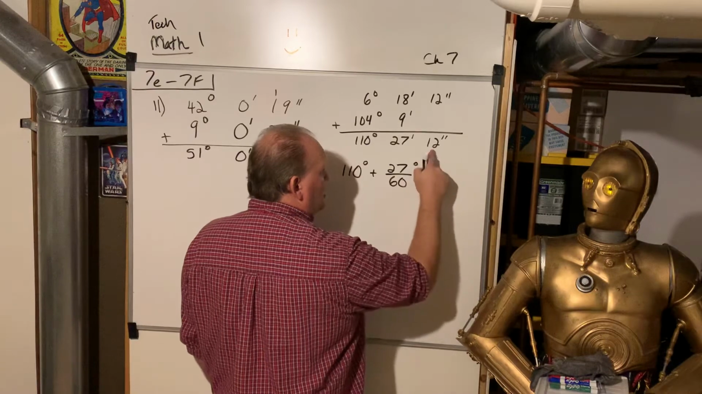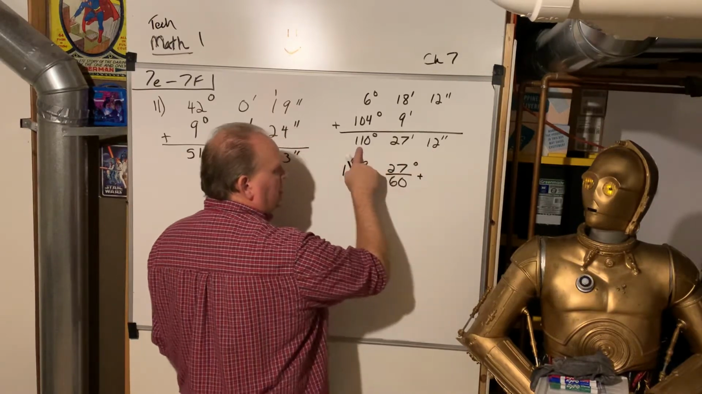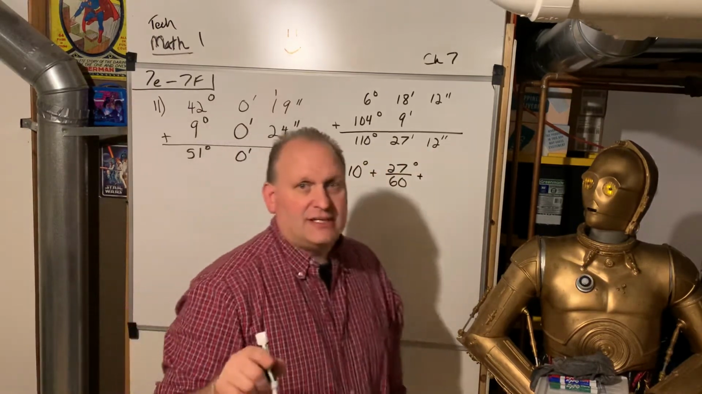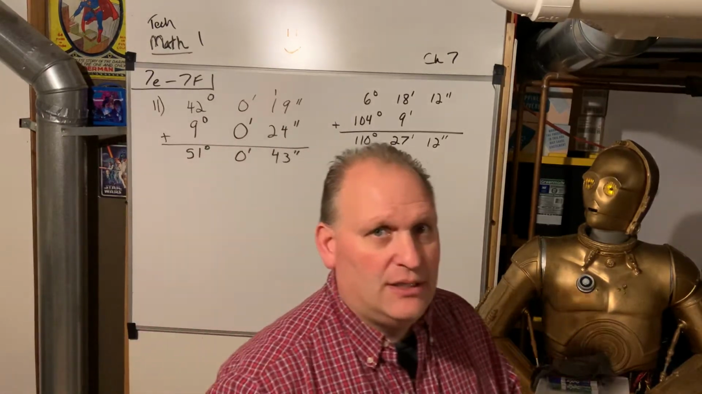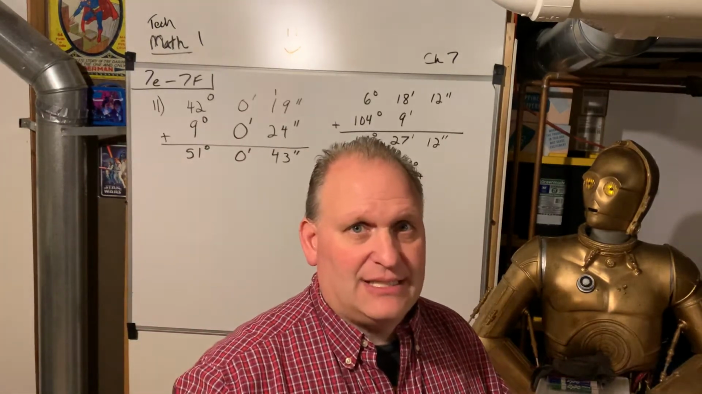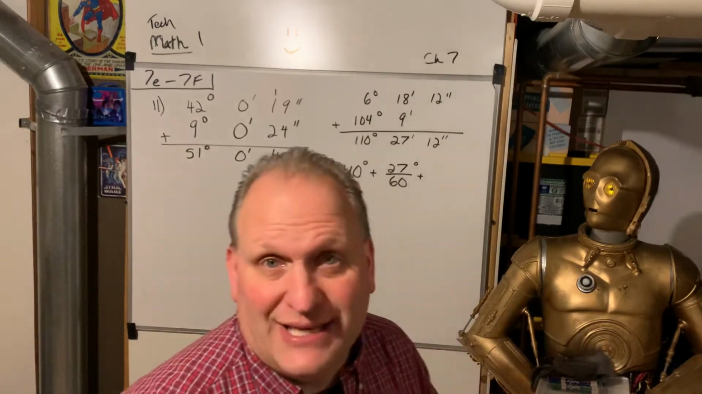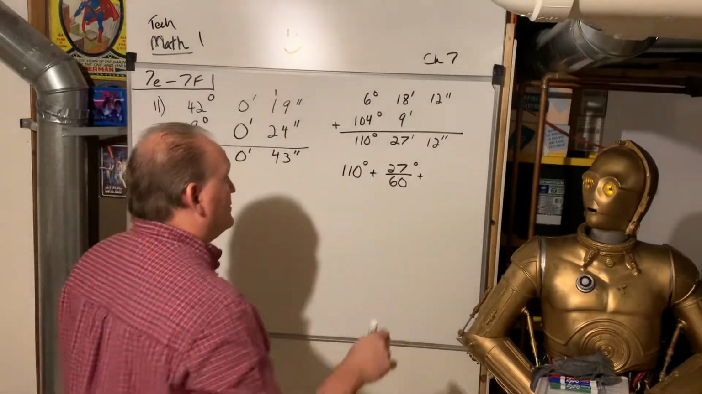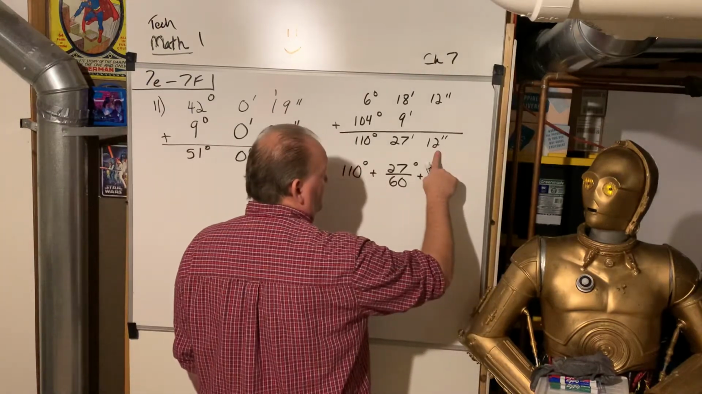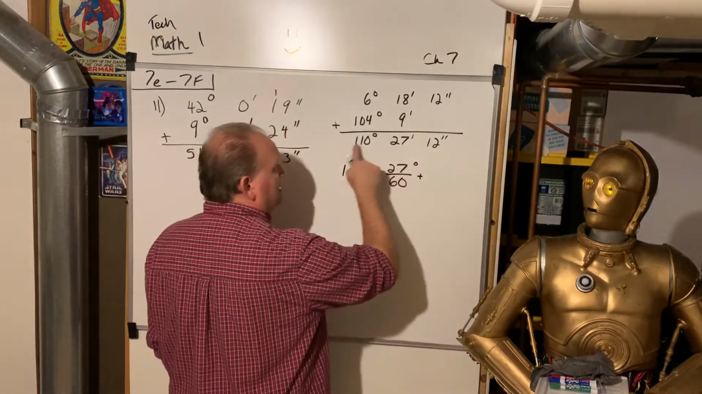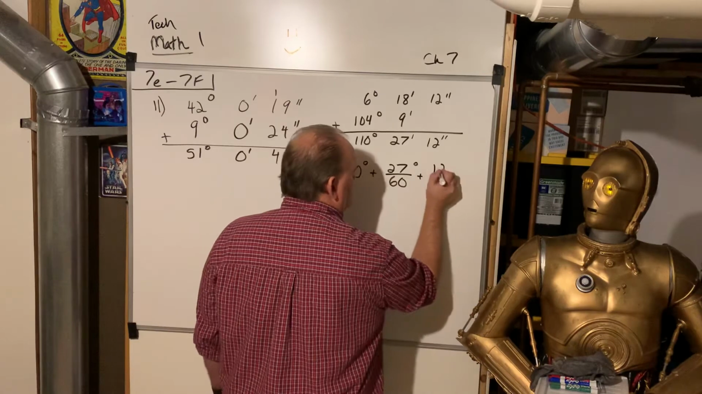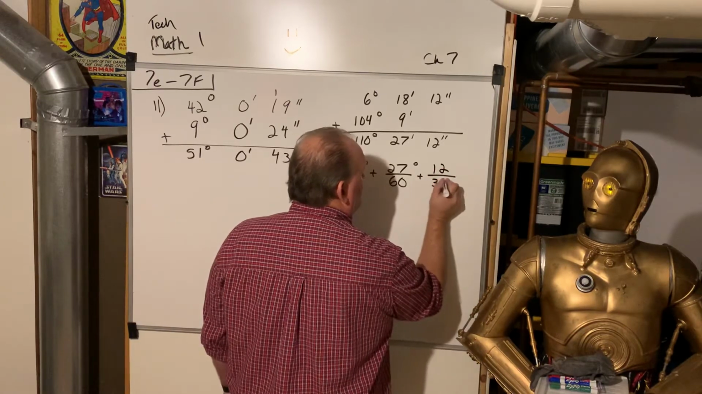And if we wanted to jump from seconds all the way to degrees, let's think about this. How many seconds are there in an hour? There are 60 seconds in a minute, 60 minutes in an hour. So 60 times 60, 3,600 seconds in an hour, right? So if I want to convert this all the way from seconds to degrees, not to minutes and then to degrees, I go 12 divided by 3,600.